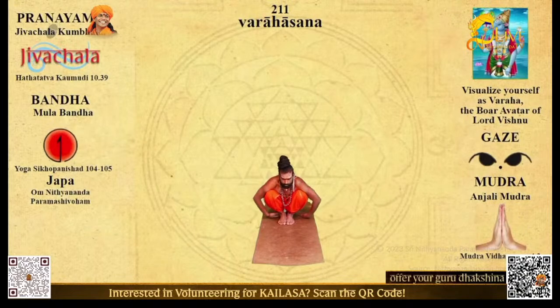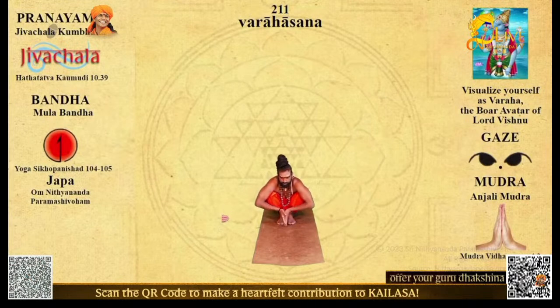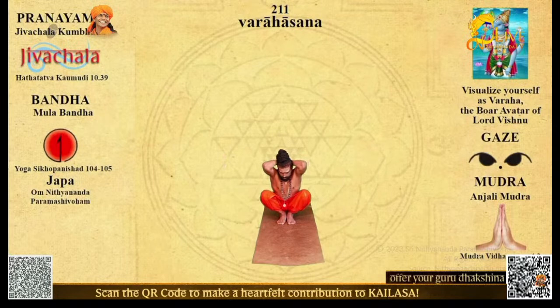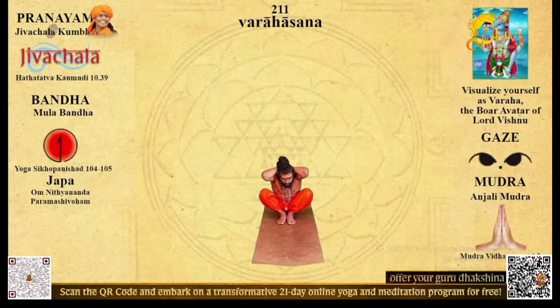Next up is Varahasana. Squat down all the way to the ground. Keep your feet together with the toes apart. Bring your elbows up close to your head. Join the palms behind in Anjali Mudra with the fingers pointing downwards. As you gaze through your nose, visualize yourself as Varaha, the boar avatar of Lord Vishnu.